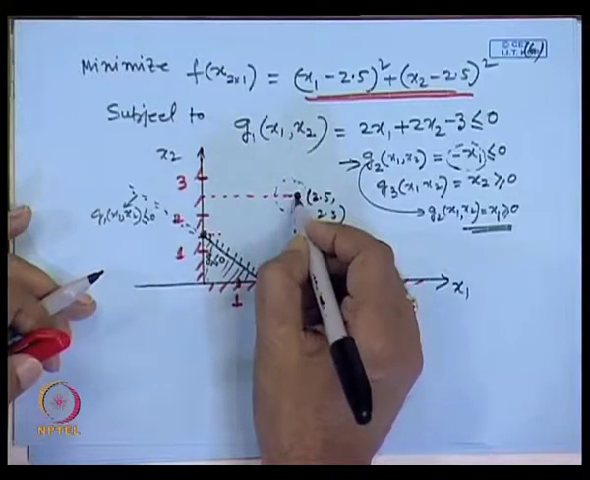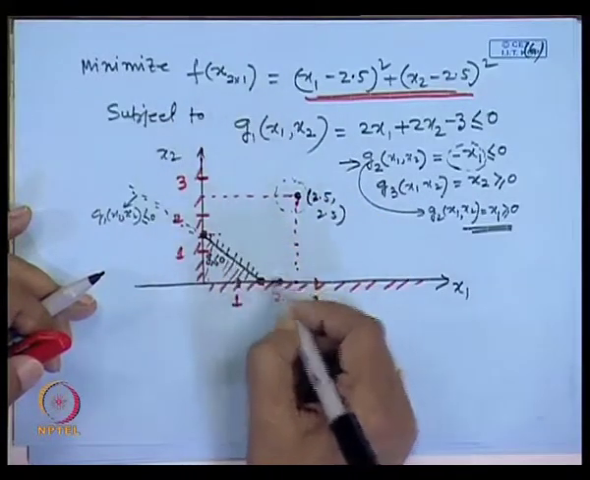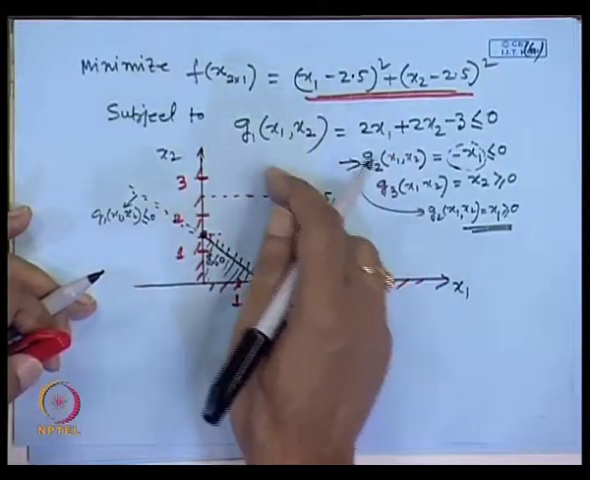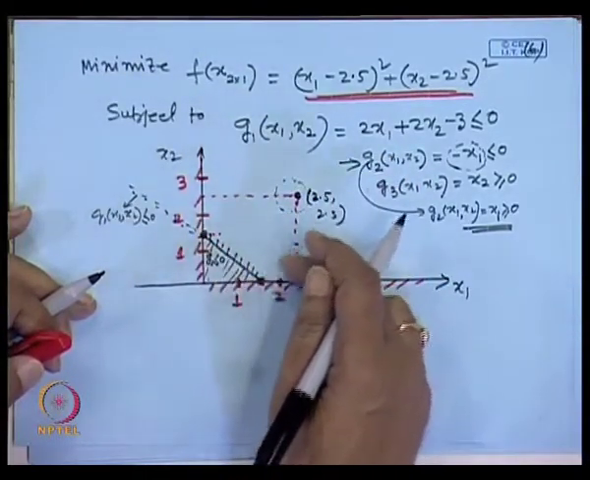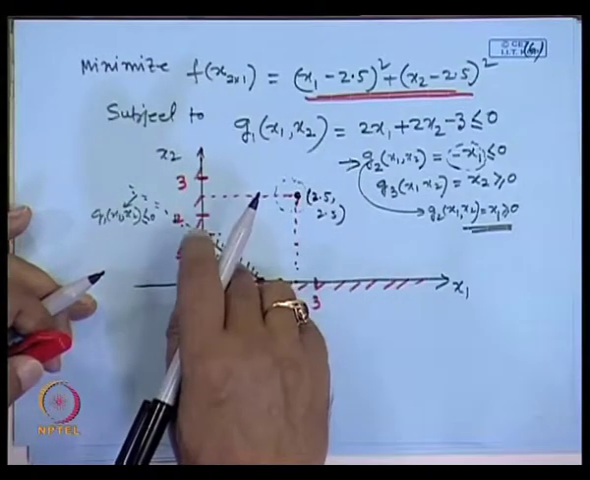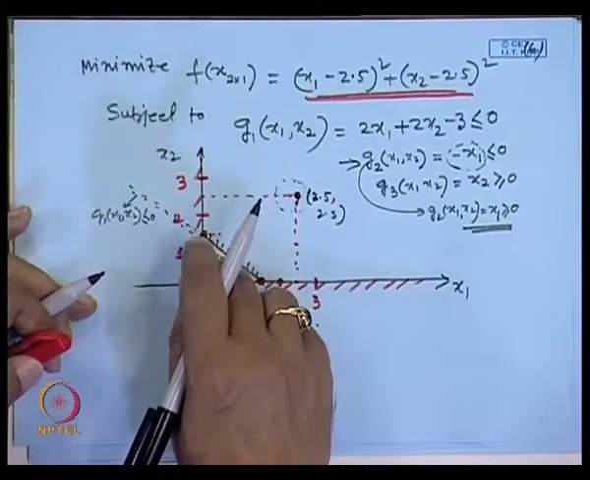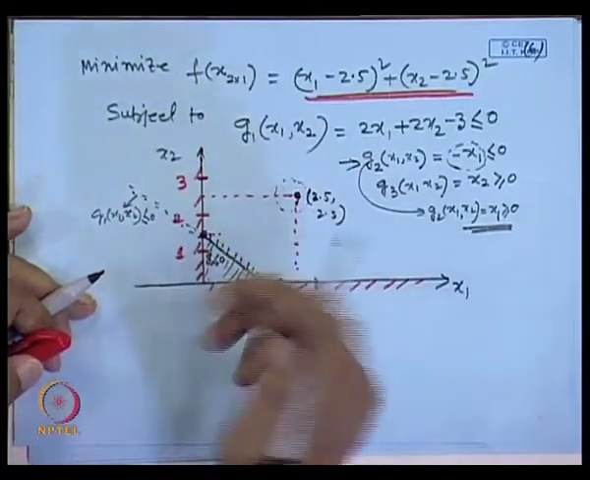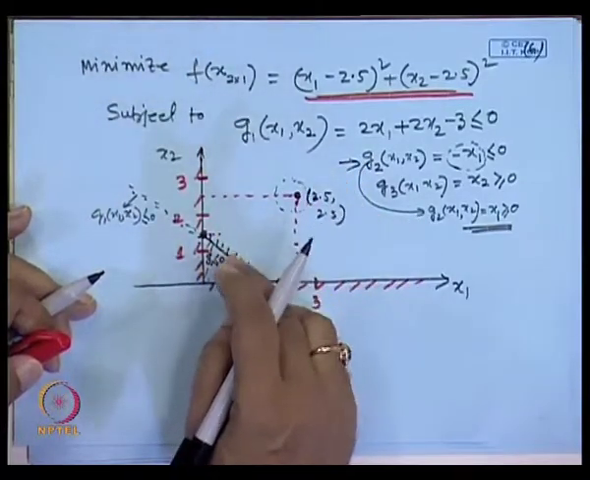From there you draw a circle which will touch this straight line. Beyond that, if you want to increase the size of this circle, it lies no doubt in the design space, but the function value is increased. This is not the minimum.